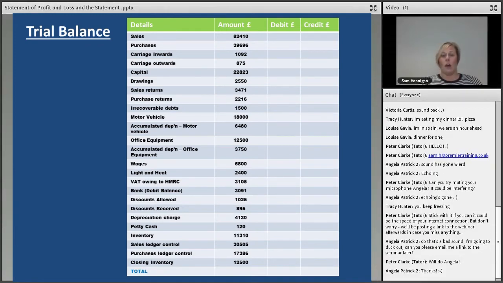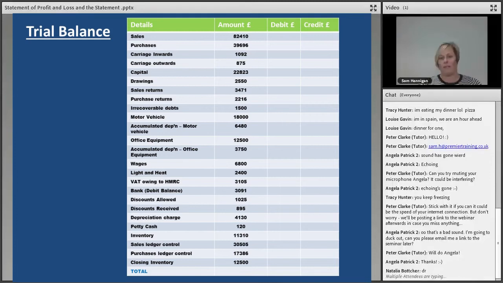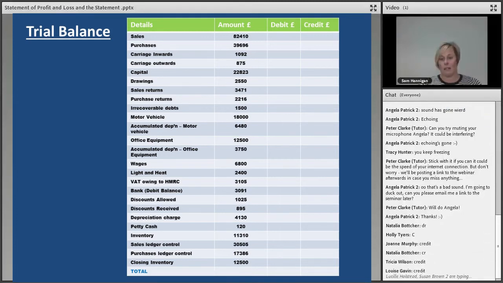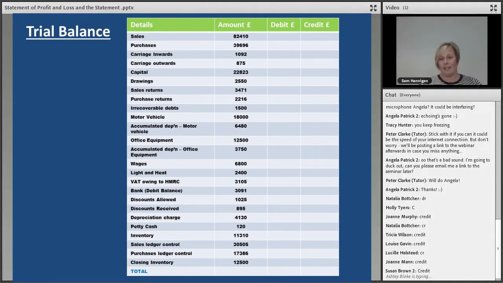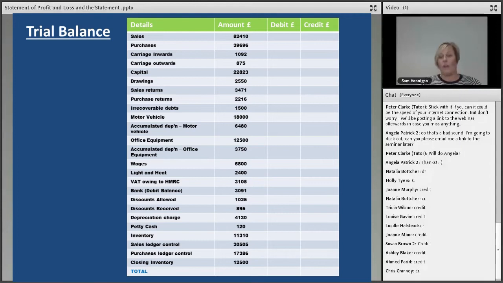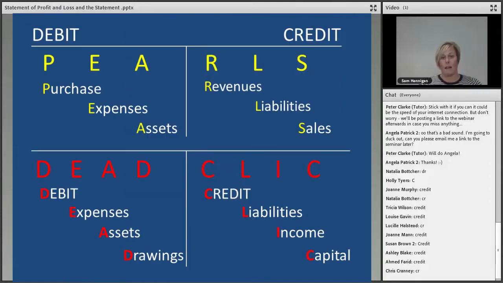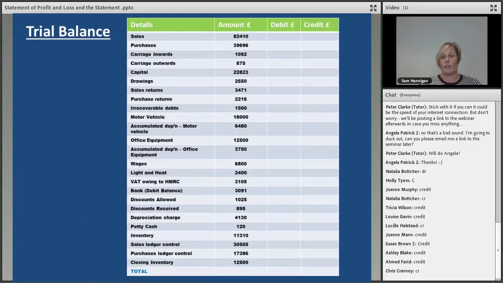Okay, so your trial balance. So I'm going to use pills for this example, because that's the one that I've always used. That's one that I use for teaching, and you'll be able to see how it fits in. So using your pills, sales, do we think it's a debit or a credit? I'll just give you a couple of seconds to type in the chat. Is it a debit or a credit? Okay, well done. So if we go back, pills has the S on the credit side, so it's got to be a credit entry. So your sales would be credited.